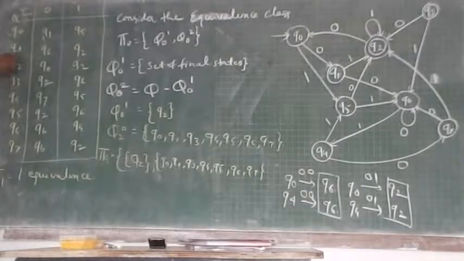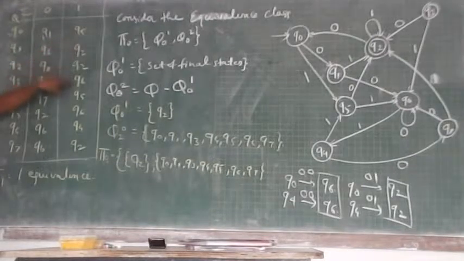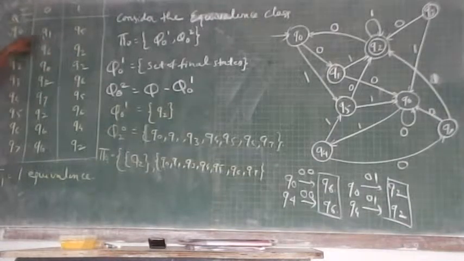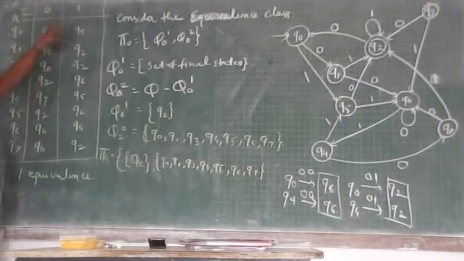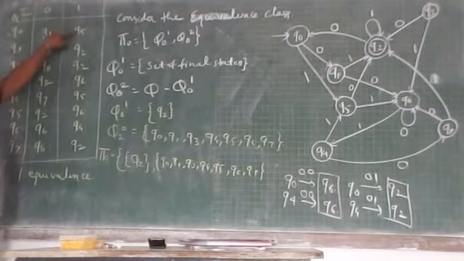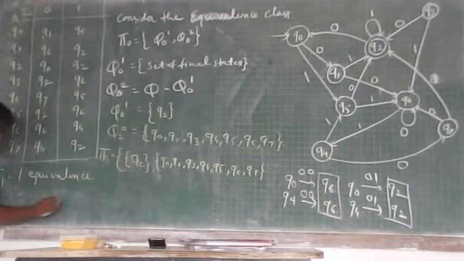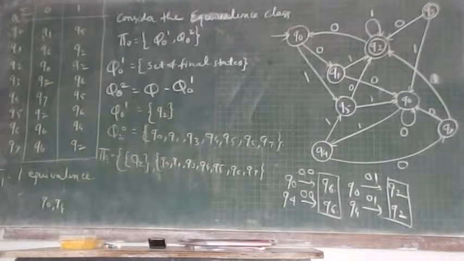Now Q0, Q3: Q1, Q2, Q5, Q6. For 1 I am getting equivalence, but for 0 I am not. So Q0 and Q3 are not equivalent. Q0, Q4: for 0 I reach Q1, Q7, which are non-final, and for 1 I reach Q5, which is again non-final. So do I say Q0 and Q4 are equivalent? Okay, I consider Q0 and Q4. Let me find if any more states are there.